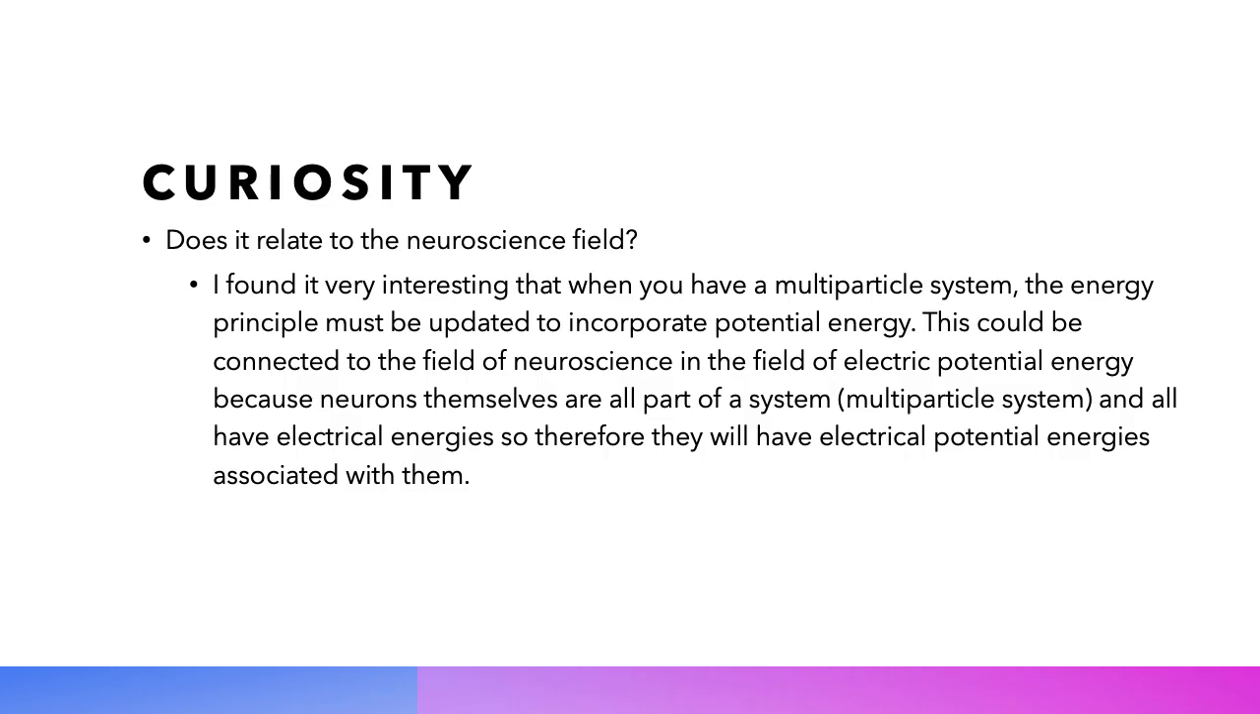My curiosity was that I found it really interesting how when you have multi-particle systems, the energy principle needs to be updated to include potential energy. This could be connected to the field of neuroscience, in that electrical potential energy could be a part of neurons due to the fact that, one, they're all a part of a system, and two, they all have electrical energies and they generate electricity. So theoretically, they would have electrical potential energies associated with them.